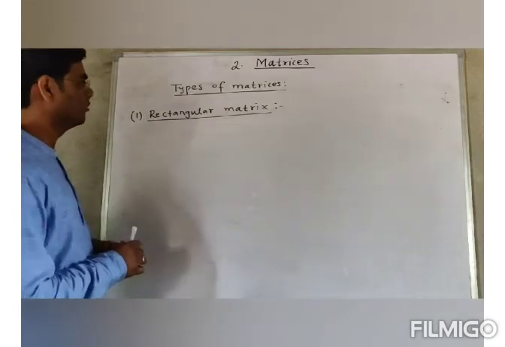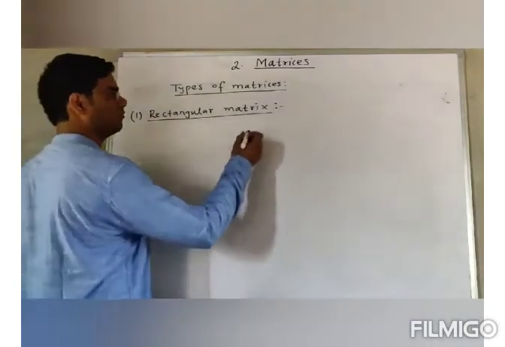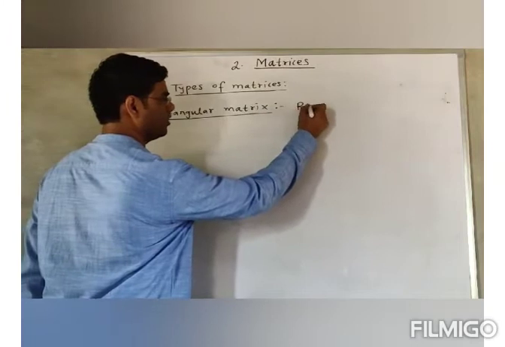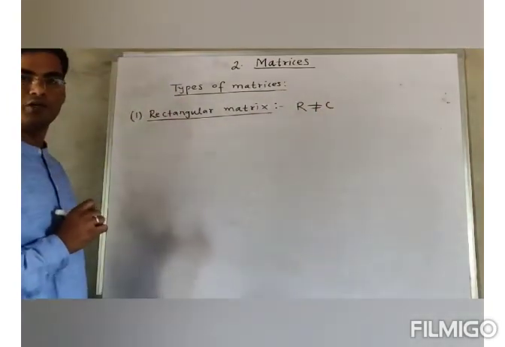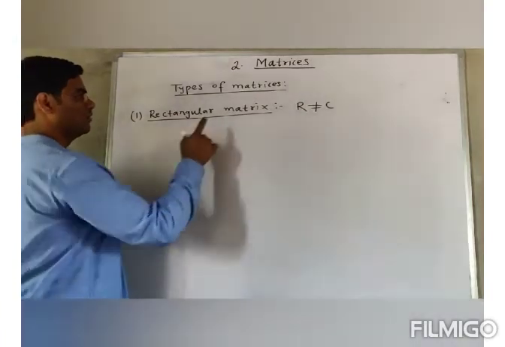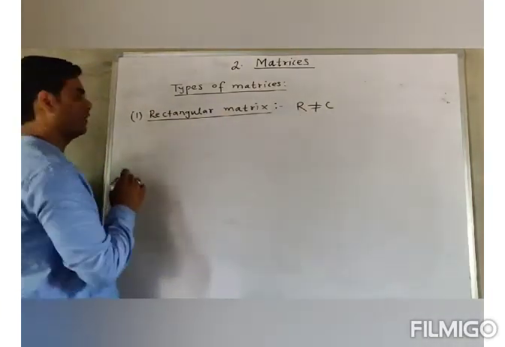Now what is a rectangular matrix? Rectangular matrix is a matrix in which number of rows are not equal to number of columns. This type of matrix is known as a rectangular matrix.